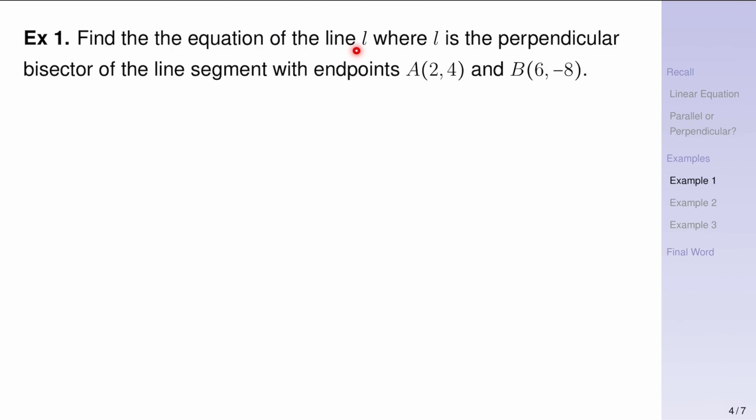So first, our goal is to find the equation of the line L, wherein L is the perpendicular bisector of the line segment with endpoints A given by 2 and 4 and B given by the coordinates 6, negative 8. So this one is kind of scary at first, but let's first deal with what we have. Since our goal is the line L, and we know that this line is perpendicular to the line containing these points, it would be nice if we first determine an equation of the line for these 2 points.